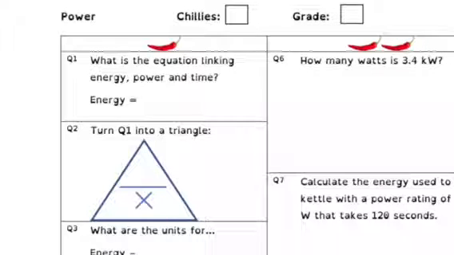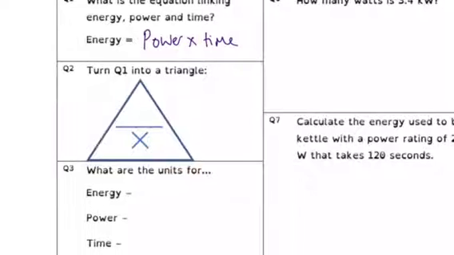The answer to question 1. What is the equation linking energy, power and time? Well, energy equals power multiplied by the time taken. So if we put that into an equation for question 2, power and time need to multiply together. So power and time can go there and energy goes at the top.